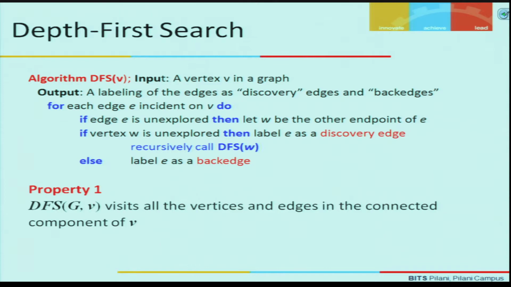So, the simple recursive depth first procedure is, given a graph and an input vertex v in the graph, a labeling of the edges as discovery edges and back edges. So, the output is going to be, we are going to label the edges as discovery, that means an edge which leads to a vertex which has not been visited, and back edge will mean you reached a vertex which is visited. So, you backtrack to a position from where you have taken this particular path.